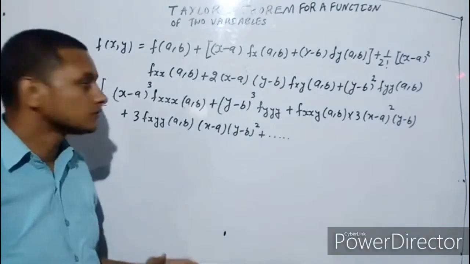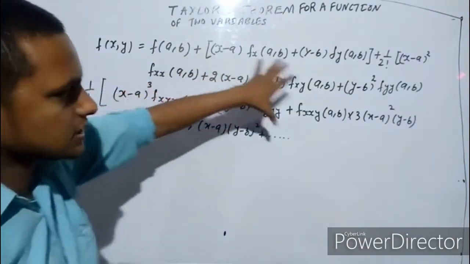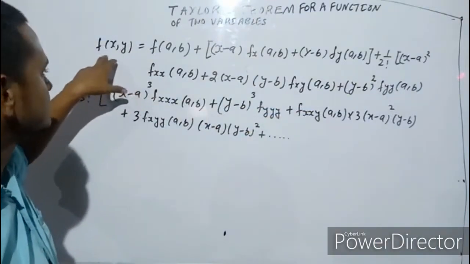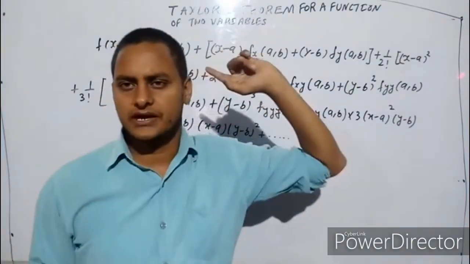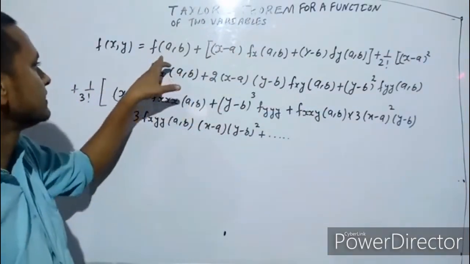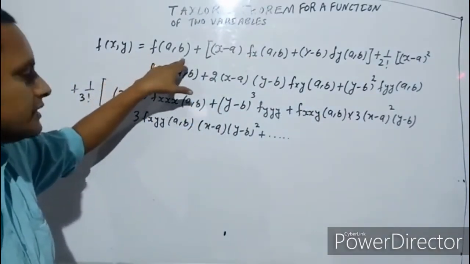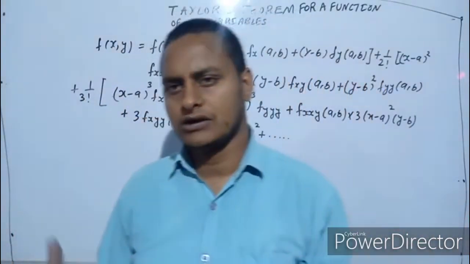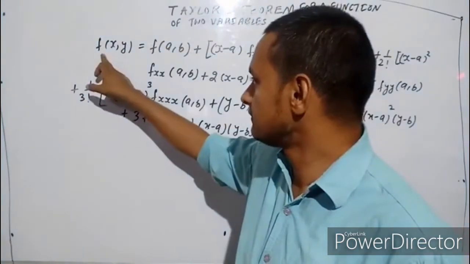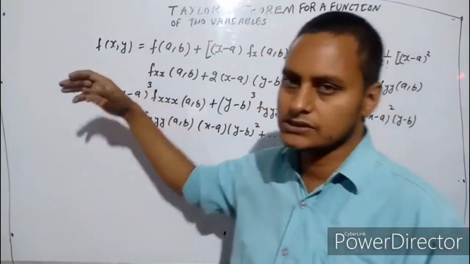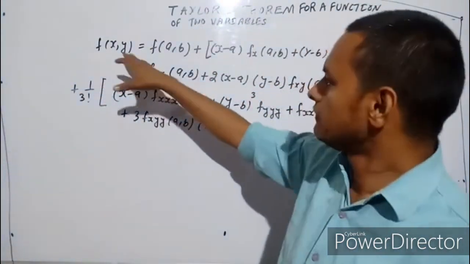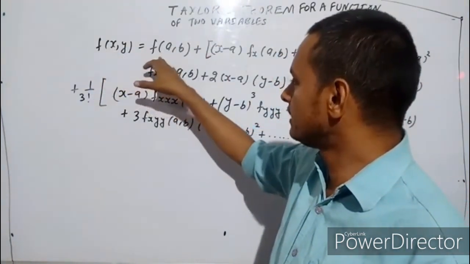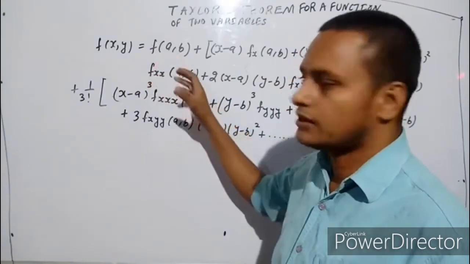Now watch this series carefully. So f(x, y) is a function of two variables x and y, and it is equal to f(a, b). When we put the value x equal to a and y equal to b, we get f(a, b).